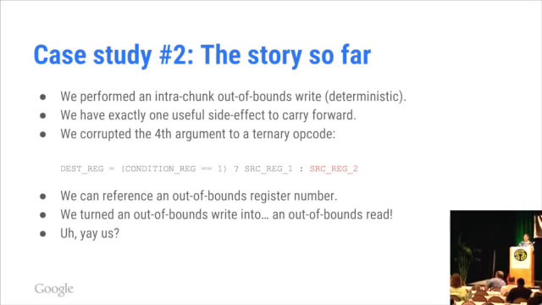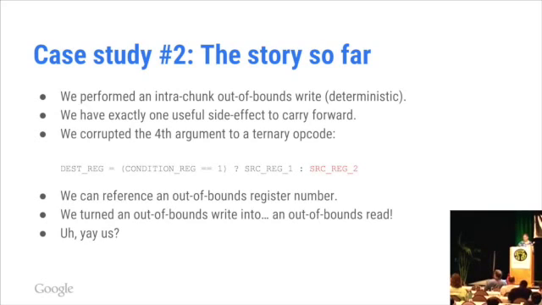So we've done a within heap chunk out of bounds write, and that's deterministic, 100% reliable. And we found that there's exactly one side effect that we can carry forward to see if we can get further with this. So we've corrupted the fourth argument to a ternary opcode. The ternary operator, written out in a C-like syntax, looks like this. And it turns out that we're messing up source register 2. And we can set that to whatever we want.